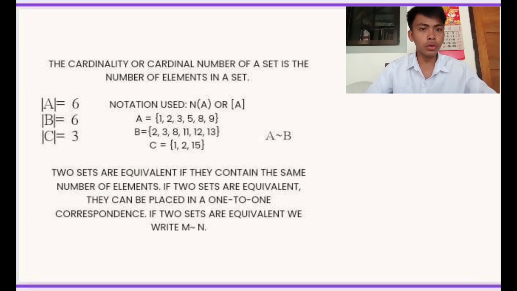Now, let's be careful about this word equivalent. Often in math we use it when things are equal. These sets are not equal, but they have the same number of elements. This idea of one-to-one correspondence just means that for every element in set A, we can match one in set B. So we can match 1 with 2, 2 with 3, 3 with 8, 5 with 11, 8 with 12, and 9 with 13. It is written as a one-to-one correspondence.